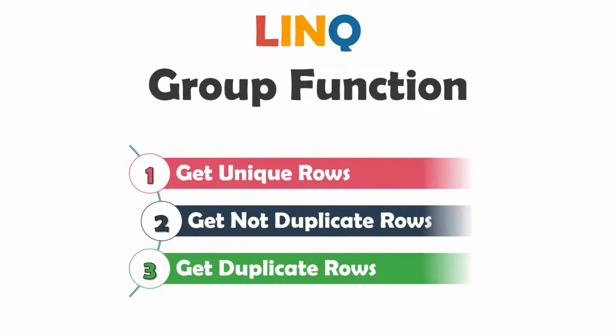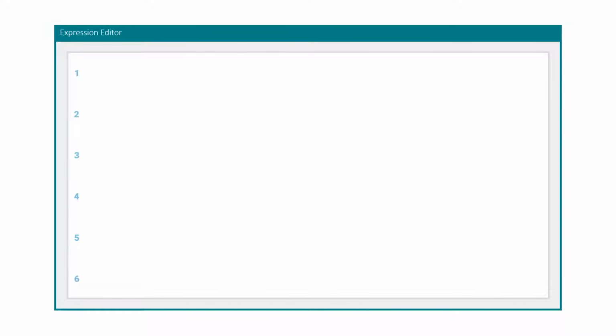How to get the unique rows from DataTable, how to get not duplicate rows from DataTable, and how to get the duplicate rows from DataTable. Before we start with the queries, I will show you the LINQ query for group function. The query consists of 6 parts.